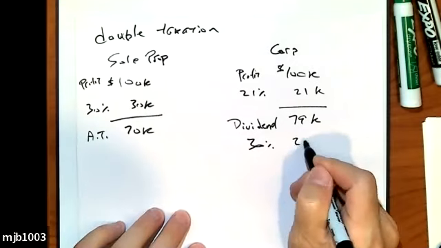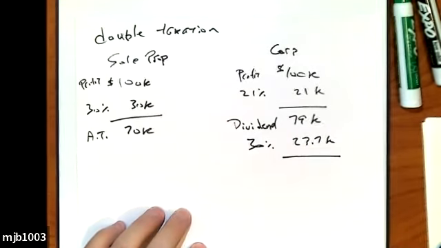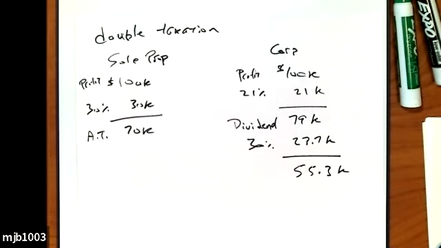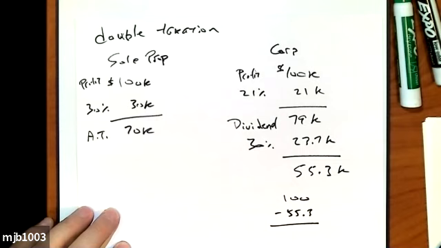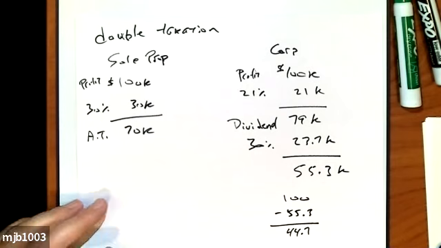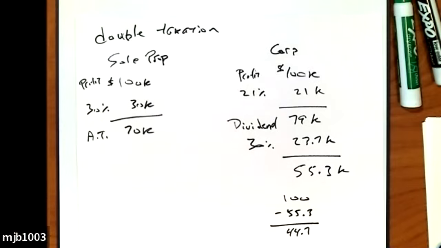Is 23,700, which leaves her with 55,300. So the effective tax rate is 100 minus 55.3, which is 44.7, right? So the effective tax rate for Linnea, if she incorporates, is 44%. If she operates as a sole proprietor, the effective tax rate is 30%.